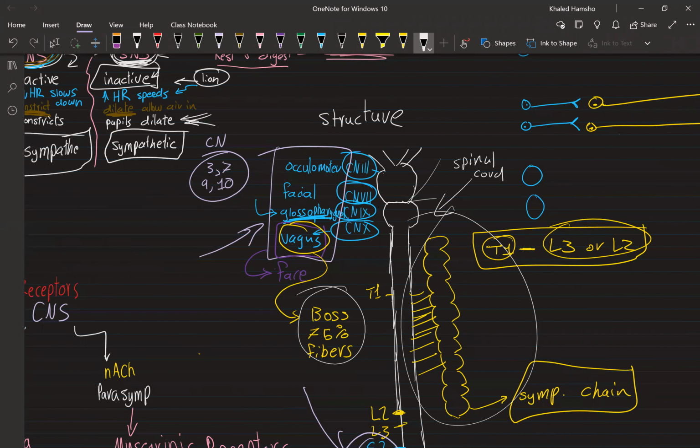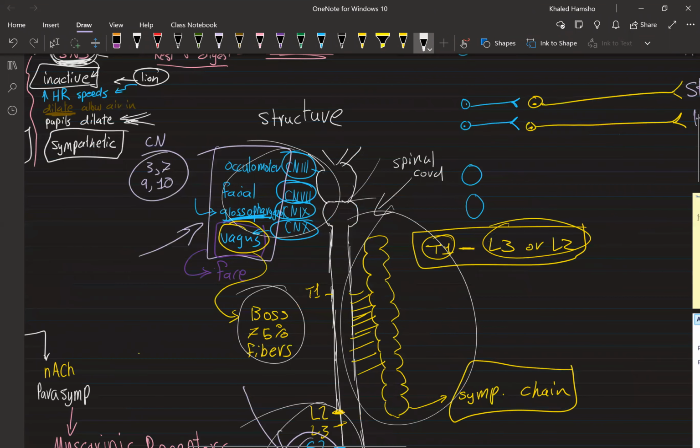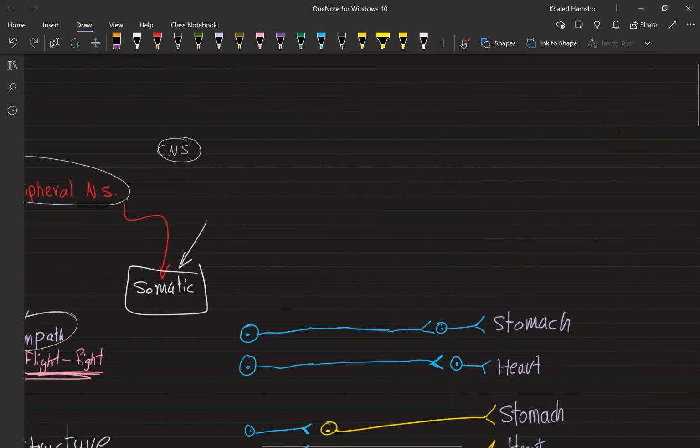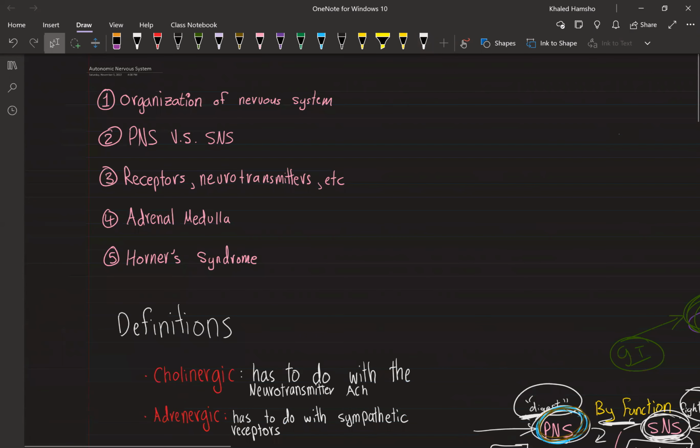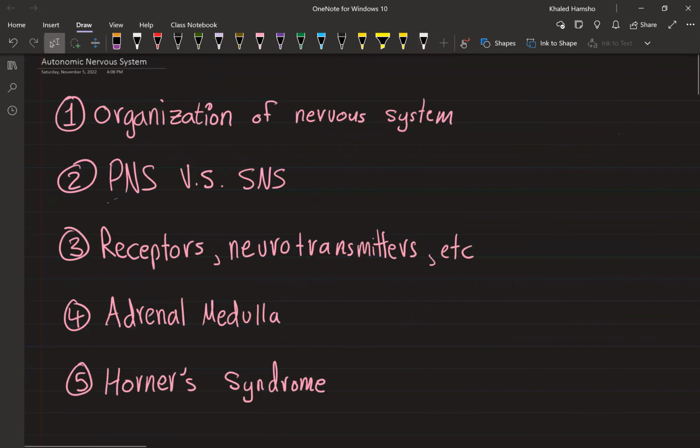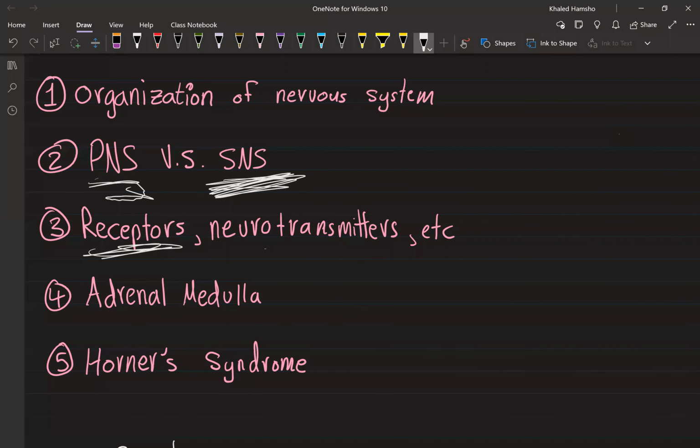Parasympathetic fibers come out of here. Cool. Now, let's jump more into the details. So we want to discuss their differences, like what is the difference between the parasympathetic nervous system and the sympathetic nervous system in regards to receptors, neurotransmitters, etc. So let's discuss over here.